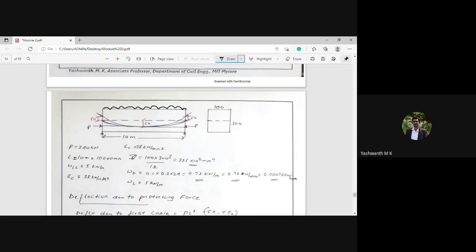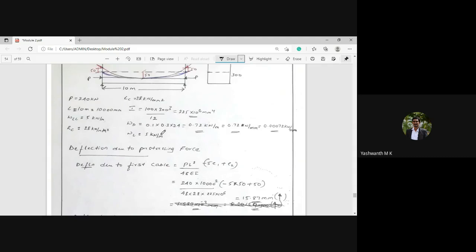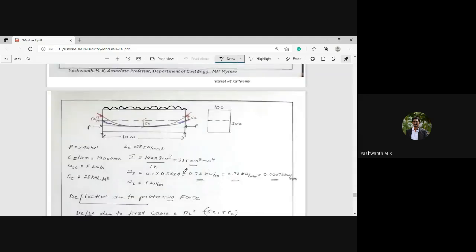Then let me go ahead with the moment of inertia, that is bd cubed by 12, 100 into 300 cubed by 12, that is 225 into 10 to the power of 6 millimeter to the power of 4. Next, dead load, that is the cross-sectional area multiplied by the density of concrete, that is 0.1 into 0.3 into 24, which is equal to 0.72 kilonewton per meter. You see in the problem, the density of concrete has not been given, so let us assume the density as 24 kilonewton per meter cubed. So the answer will be 0.72 kilonewton per meter.